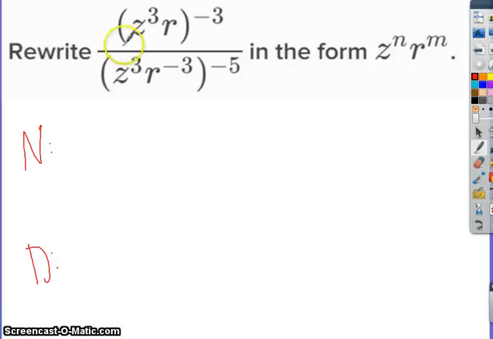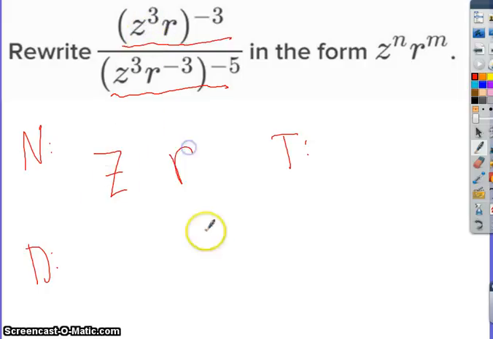So I'm going to do everything I have to do on the numerator, everything I have to do on the denominator, and then at the end I'm going to put them together. So here's the numerator. So here's how I set these up. I want to know what is the exponent on the two bases, z as well as r, and then leave a little bit of space because you're about to write those exponents.